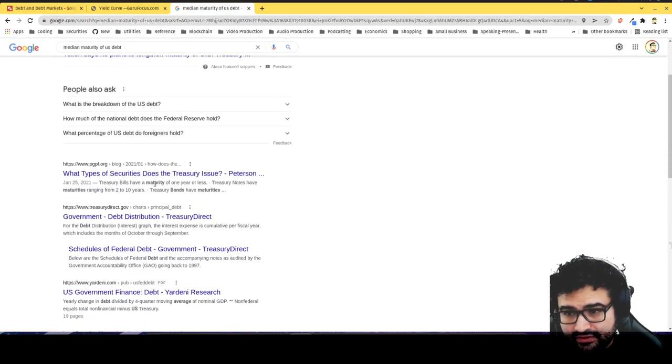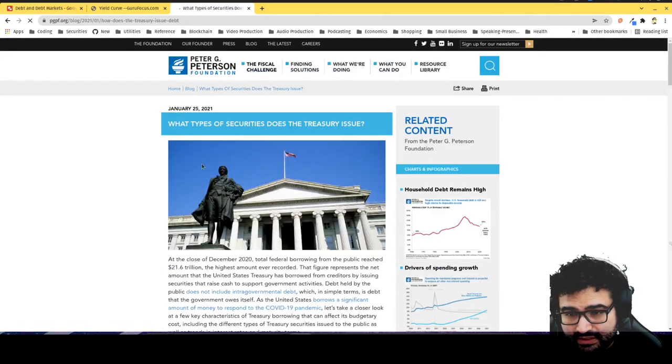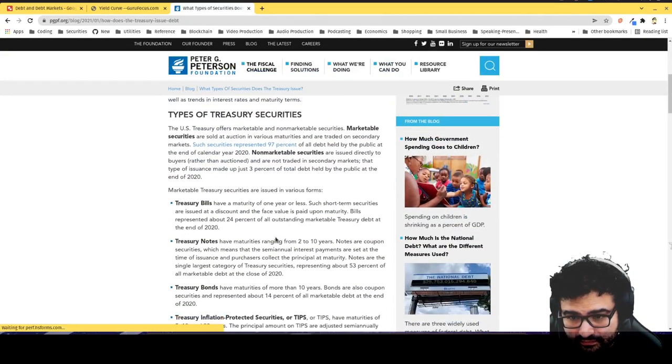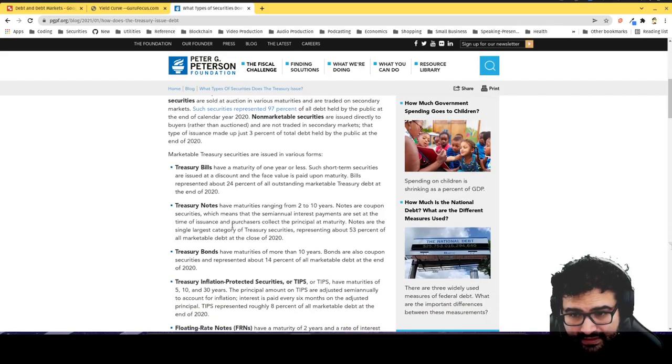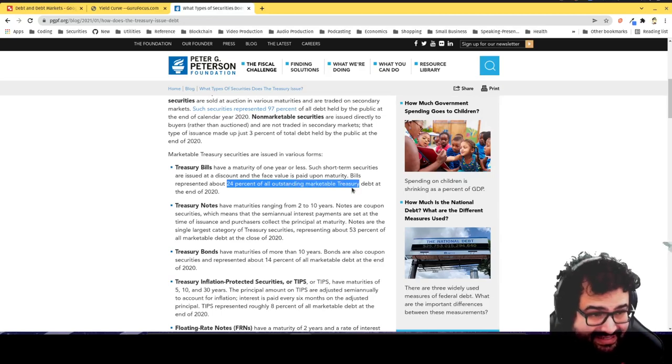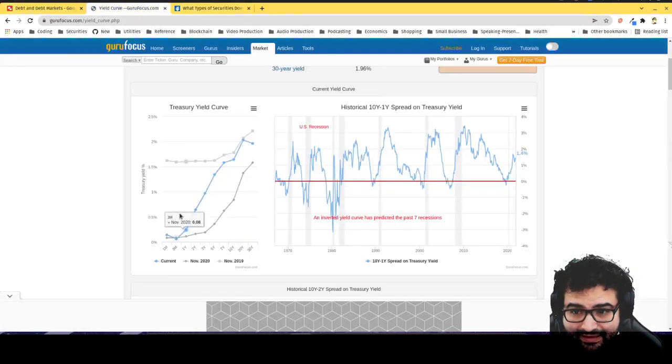Maturity. What type of securities does the Treasury issue? Let's see here. Give me some specifics. Here we go. Yep, this is good. So Treasury bills, those short-term ones, are 24% of Treasury debt. That means we're refinancing 24% of our debt at least once a year, probably more so. That's revolving.